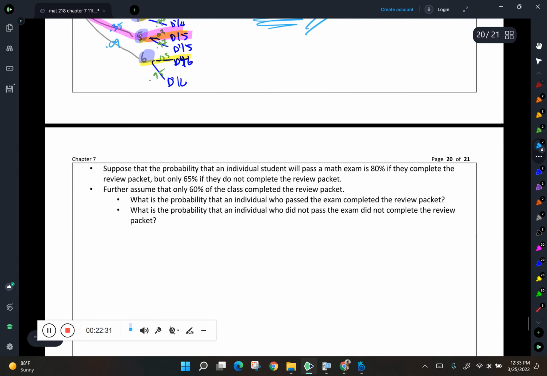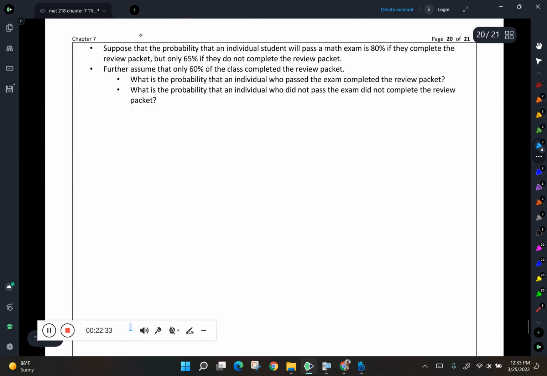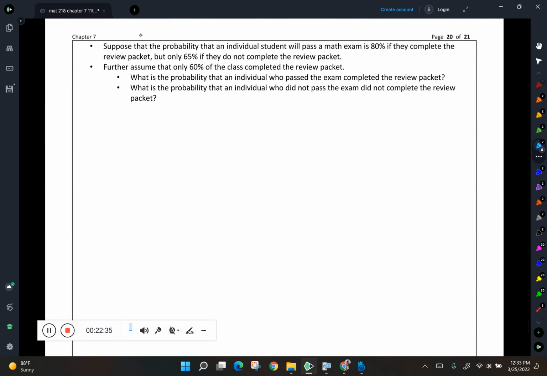Let's take a look at another example. See if we can make sense of this one too. Okay, so here we go. Suppose that the probability that an individual student will pass a math class is 80% if they complete the review packet, but only 65% if they do not complete the review packet.